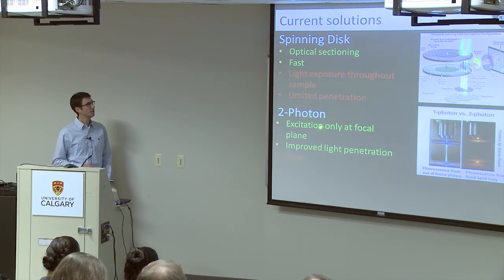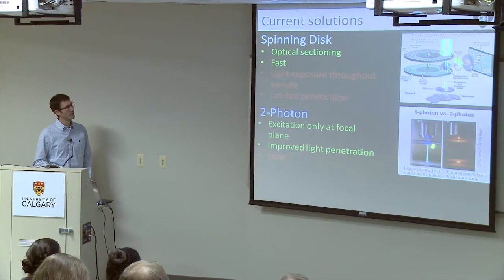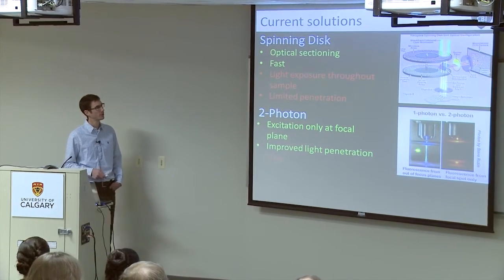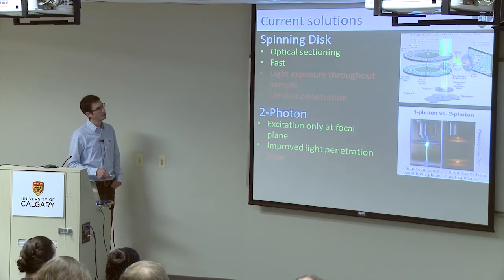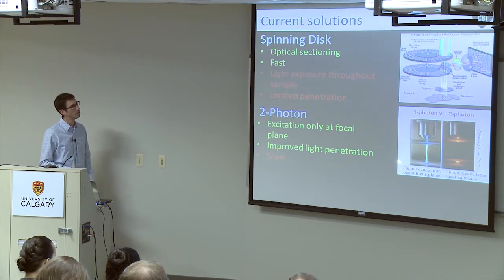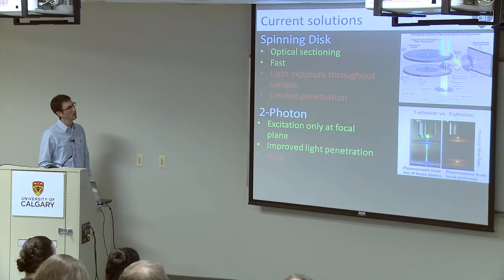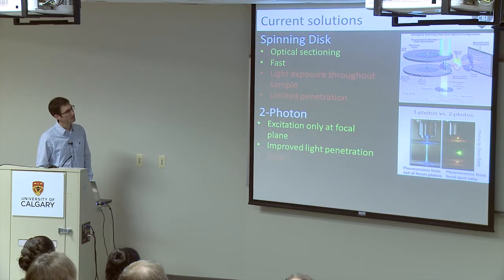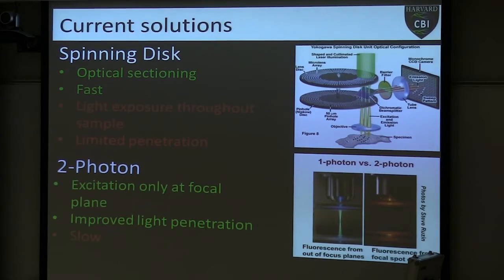2-photon microscopy gets away from this excitation all the way through our sample. So this is kind of the famous picture of 2-photon microscopy. You can see on the left here we have a standard one photon excitation process where we have that excitation light passing all the way through our sample. But over here with the 2 photon excitation, it's tough to see, but there's just a tiny little spot right there. And that's the only spot where excitation is happening. So we only get excitation at our focal plane.